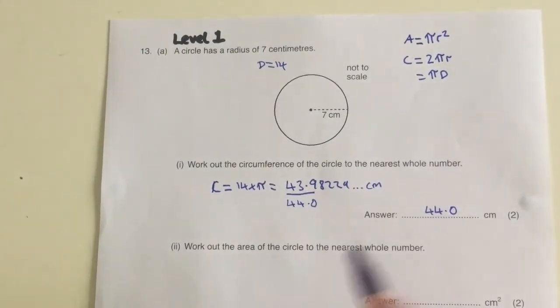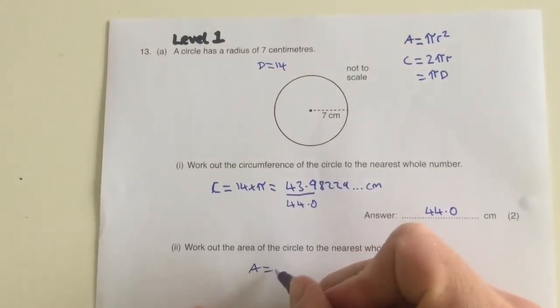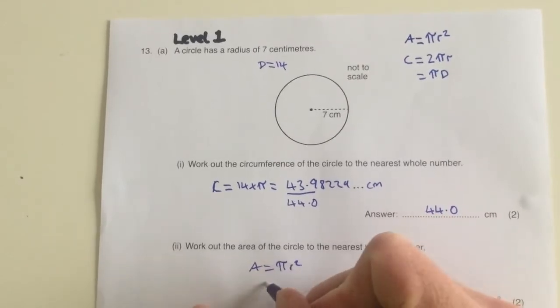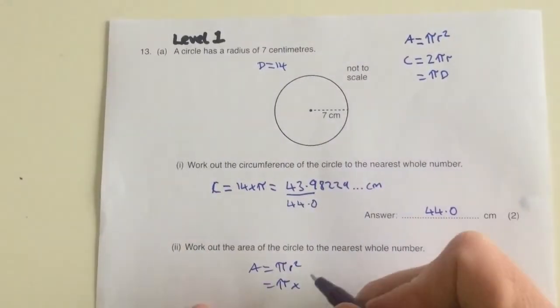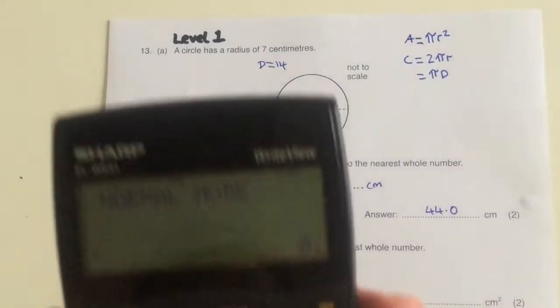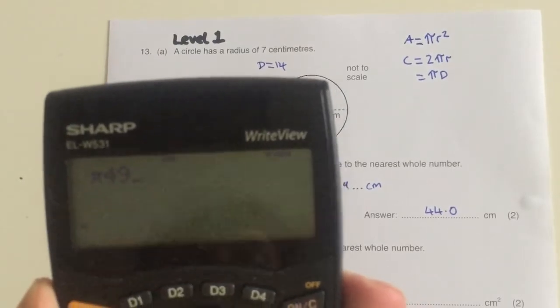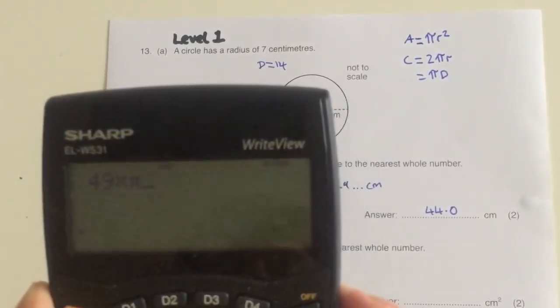Then it says work out the area of the circle to the nearest whole number. So area equals pi r squared, which equals pi times r is 7. 7 squared, I can do that in my head. You should know your square numbers. 49, which equals pi times 49, or pi 49. It doesn't like that. 49 times pi.